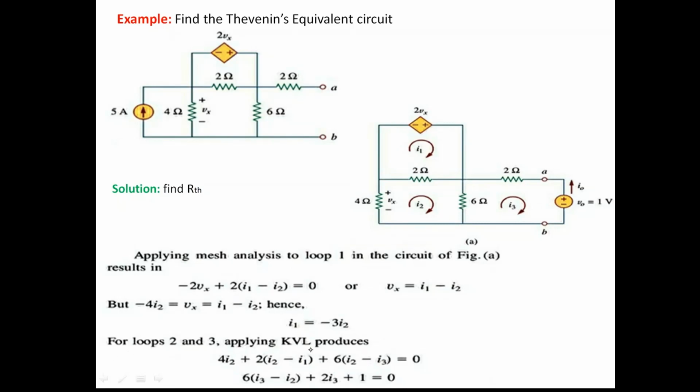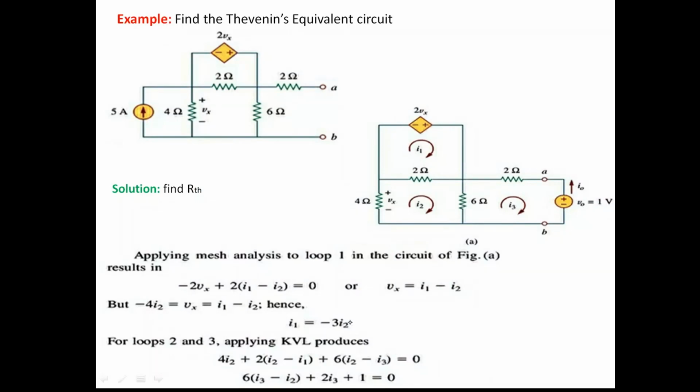Then for loops 2 and 3, applying KVL produces these two equations. So if you apply KVL for loop 2 and loop 3, loop 2 లో voltage source లేవు. 4I2 plus 2(I2 minus I1) plus 6(I2 minus I3) is equal to 0. ఇందులో voltage source ఉంది కాబట్టి 6(I3 minus I2) plus 2I3 plus 1, ఇది +2 మైనస్ వెళ్తుంది కాబట్టి +1 వేసాం, +V0, that V0 is equal to 1 volt. కాబట్టి సో దీస్ ఆర్ ద అనదర్ two equations.